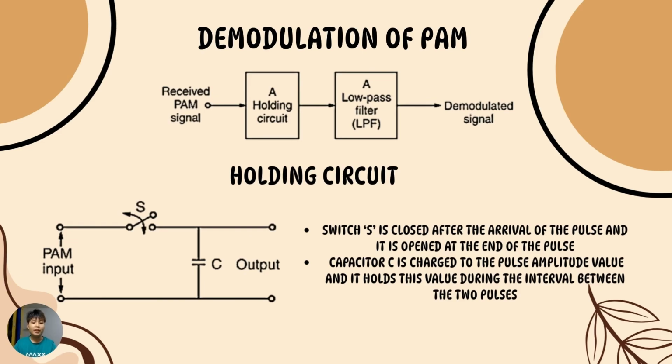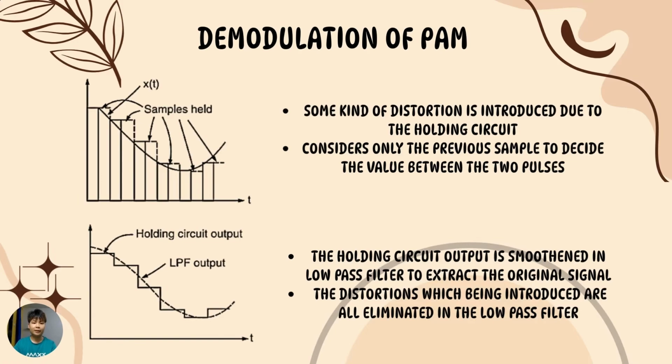When a PAM pulse arrives, the switch closes and the capacitor charges up to match the pulse height. Then the switch opens and the capacitor holds the voltage until the next pulse arrives. This process creates a staircase-like waveform, which is a rough, blocky version of the original smooth signal, like the pulses here. Now, this staircase shape isn't perfect, as it introduces what we call distortion because the signal is held flat between the samples.